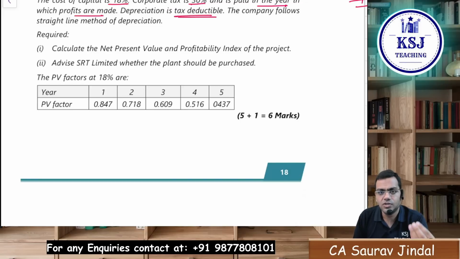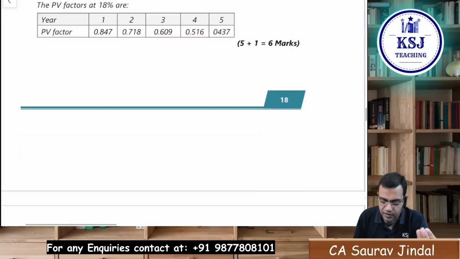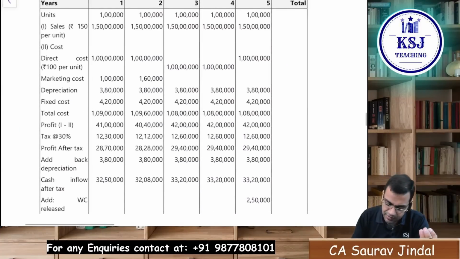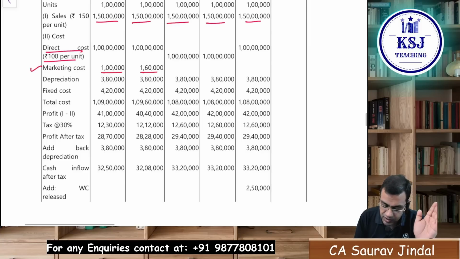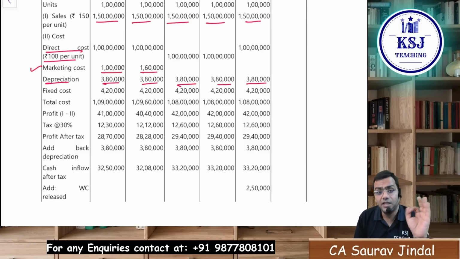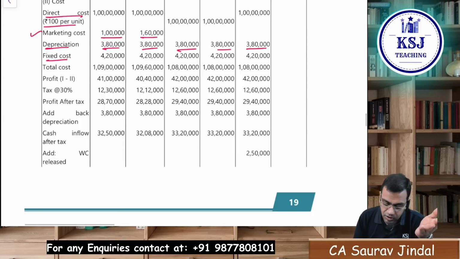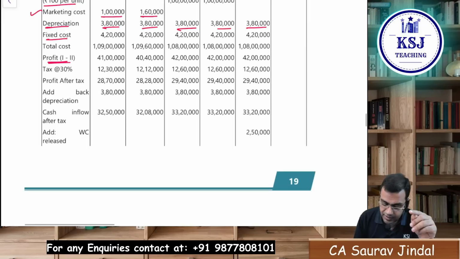You have to prepare a statement of CFAT, right? For that, the sales are there. See, sales are there. Sale units and selling price is given. For cost, direct cost is given, 100 per unit. Marketing cost will be taken only in year 1 and 2. Depreciation will be given, right? Other fixed cost, that out of 8 lakh, 3,80,000 is your depreciation. The remaining 4,20,000 is your fixed cost. Total cost, you will get profit before tax, right? Tax, deduct the tax, you will get profit after tax. Then add back depreciation, you will get the cash flows after tax.